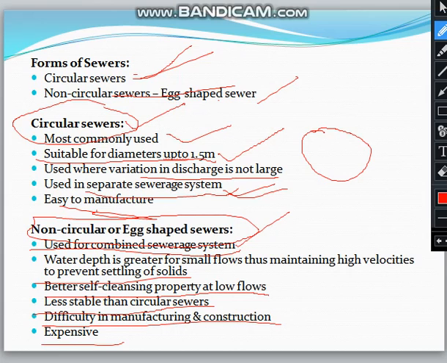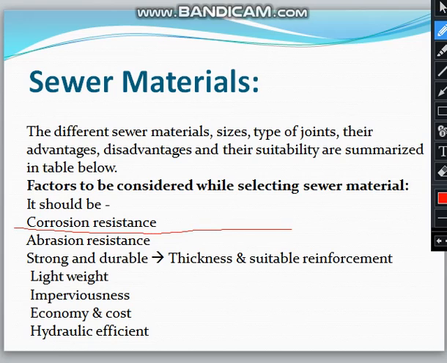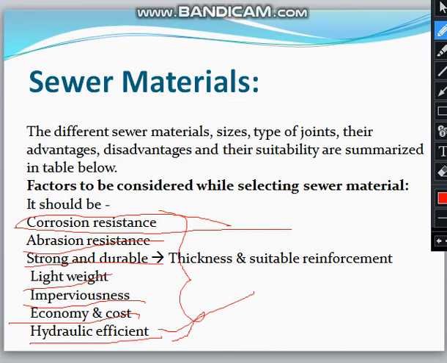Next, we'll discuss sewer materials. What are the different materials used for manufacturing pipes that carry sewage? The different sewer materials, sizes, types of joints and their advantages are summarized here. First, the factors to be considered while selecting sewer material: corrosion resistance, abrasion resistance, strong and durable, lightweight, imperviousness, economy and cost, and hydraulic efficiency. Of these, the most important is hydraulic efficiency, along with corrosion resistance and abrasion resistance.